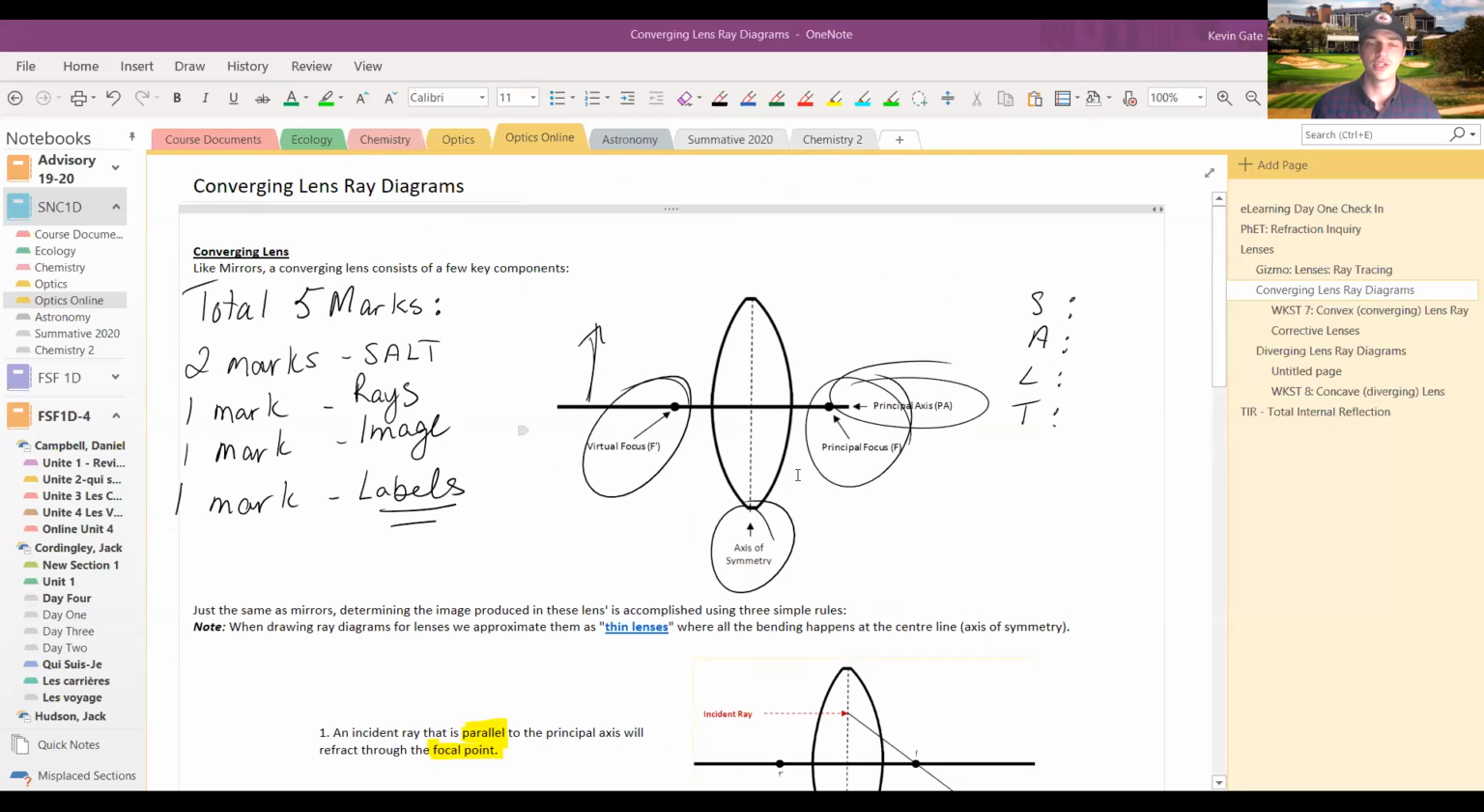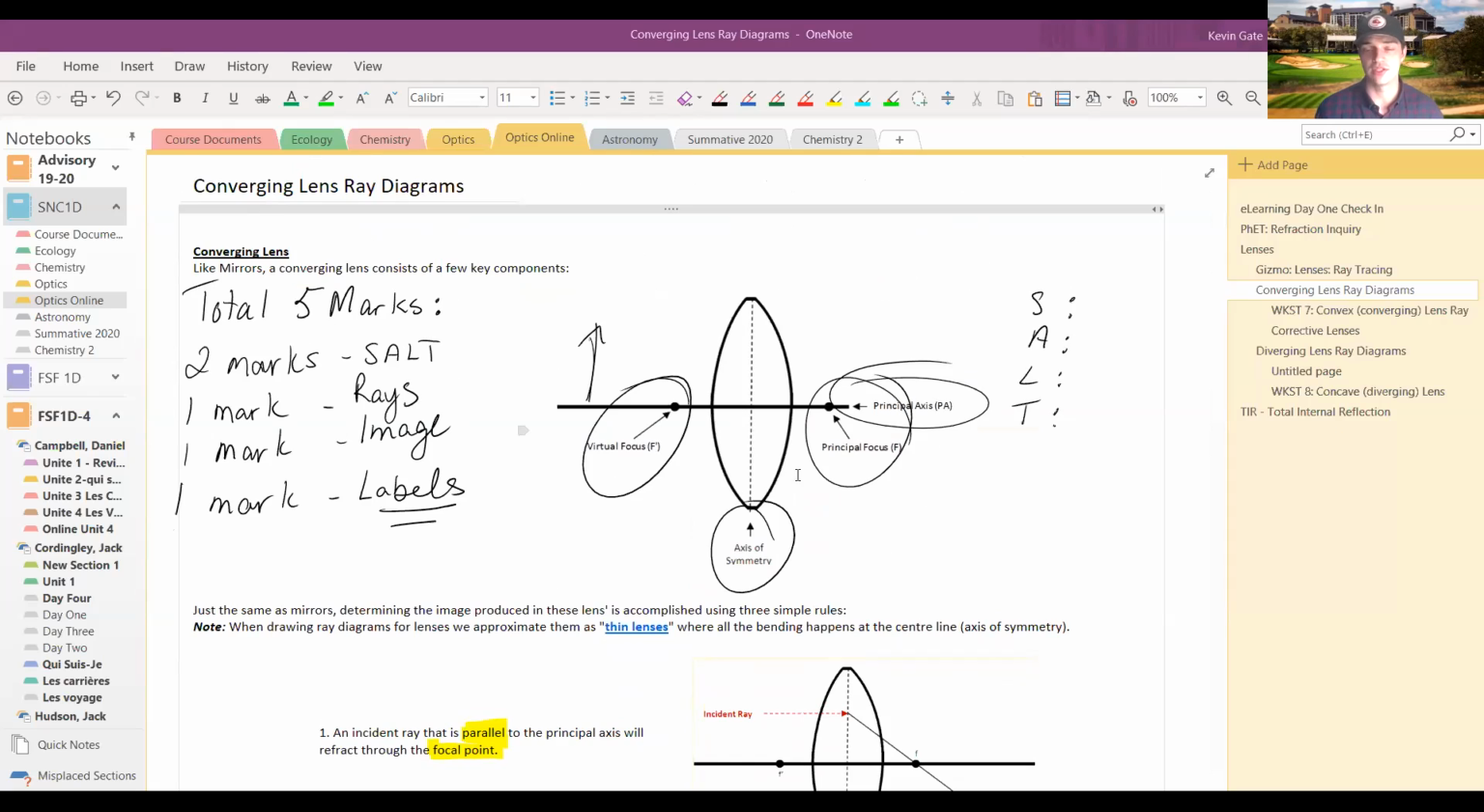So, converging lenses. When drawing ray diagrams for lenses, it's a very similar marking scheme to that of drawing mirror diagrams. So the marks will be out of 5 for each diagram, typically speaking. So where do the marks come from? Well, you get 2 marks for your communication of the orientation of the image, the SALT, half a mark for each. You get 1 mark for drawing the appropriate rays.